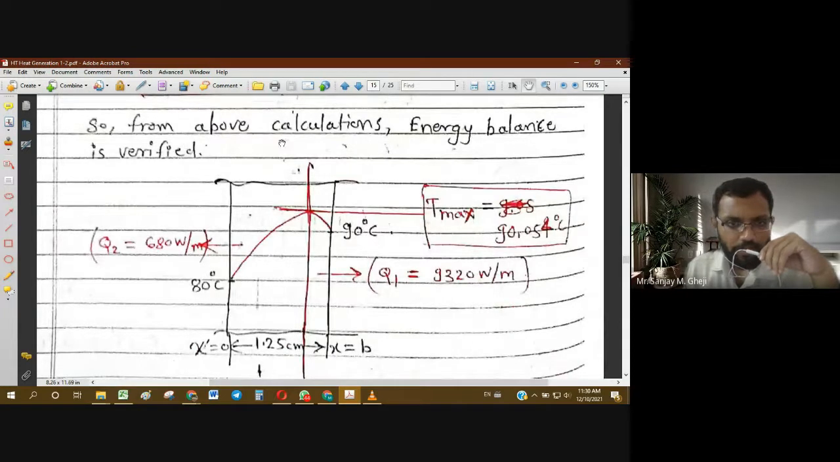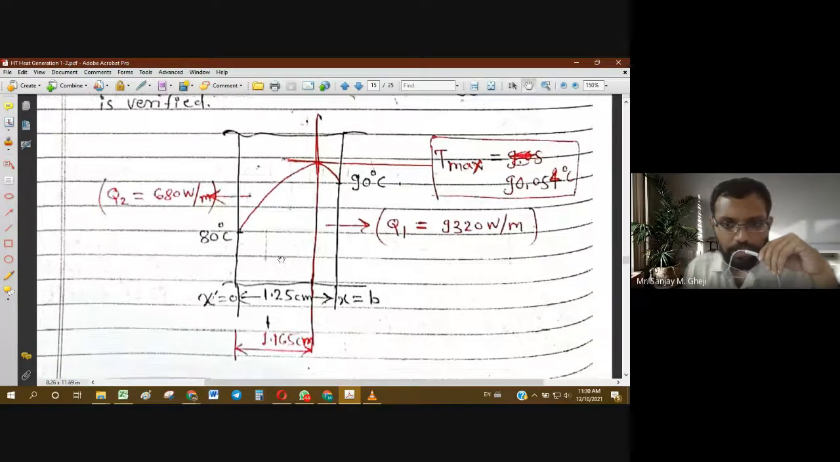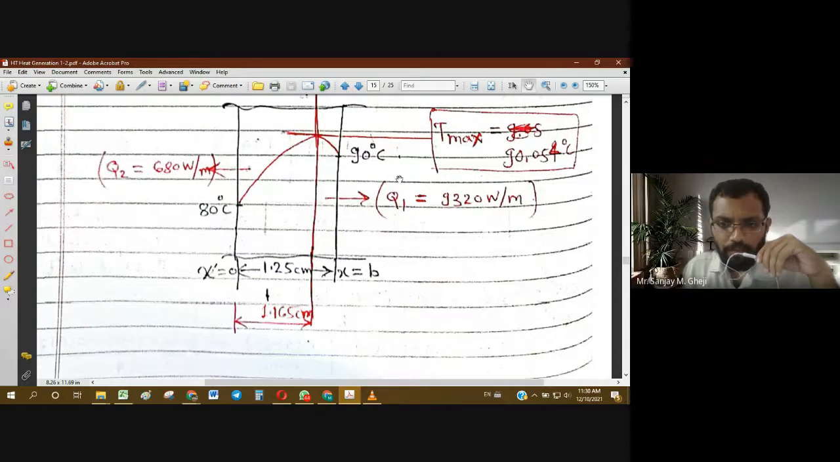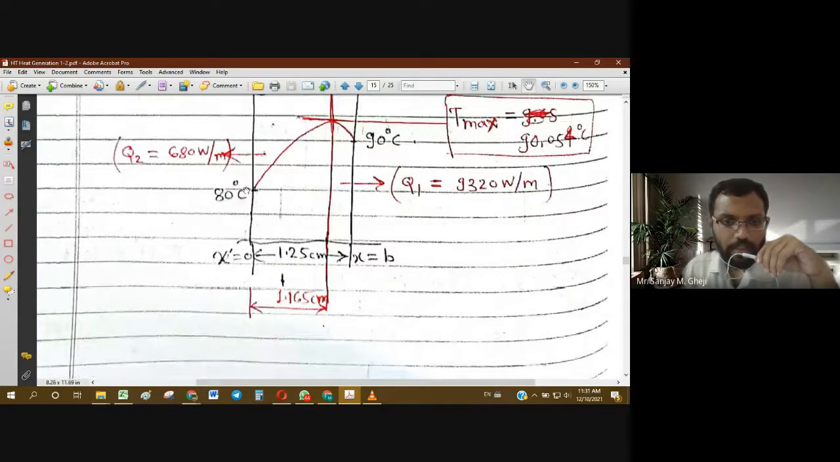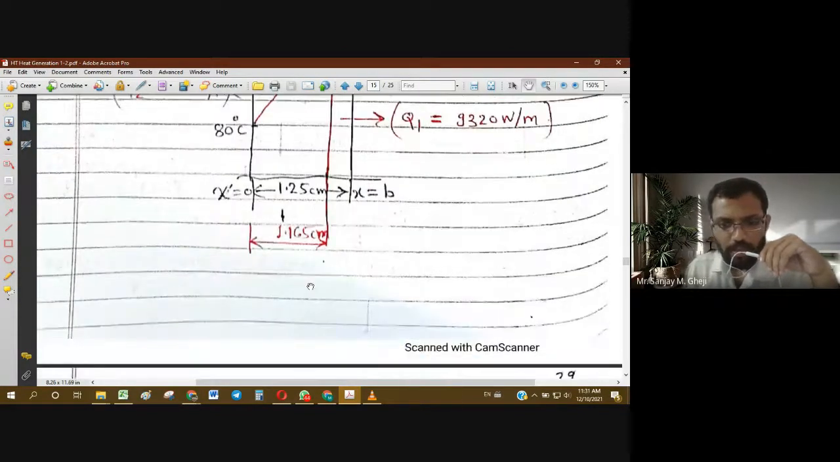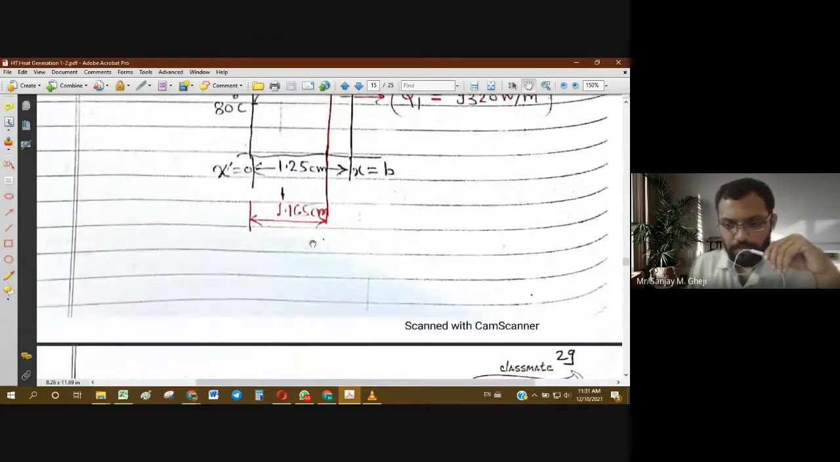So from these calculations, we can just sketch the values as we have obtained. Maximum temperature is appearing at 90.054 at this location at 1.165 centimeter, which is much closer to the right face, because higher temperature is on the right hand side, whereas lower temperature is on the left hand side.